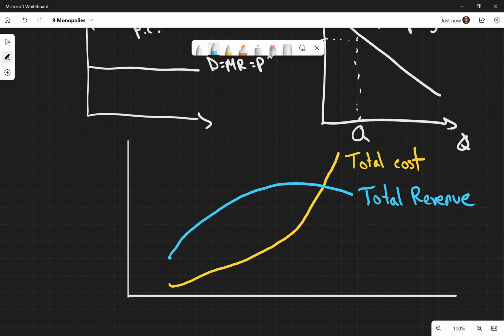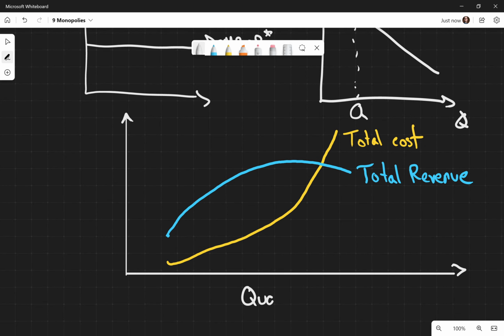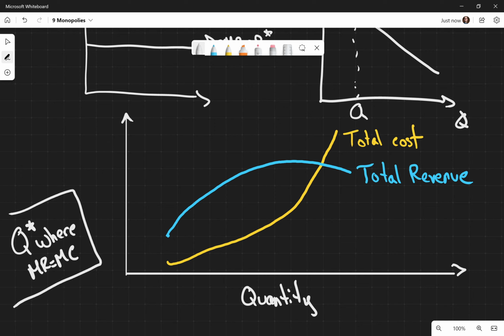And so the monopolist has a few different options in terms of how much to produce, right? Remember, the monopolist is going to make the profit maximizing decision, the Q star where the MR is equal to the MC, right? So just like perfect competition, the monopolist is going to be making that same profit maximizing optimal quantity choice. We're going to talk about that for a second, but let's just talk about it conceptually using these total cost, total revenue curves, right?